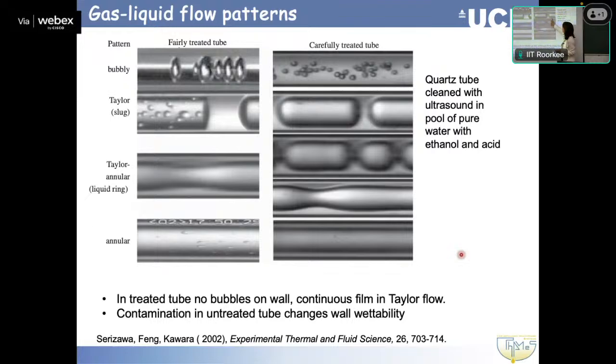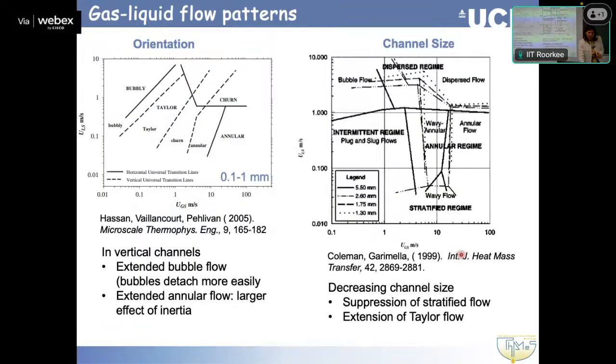The shapes are more clean, especially in the case when we had these smaller bubbles. So definitely wall effects are important. And what I will show you now is some different attempts to have flow pattern maps.